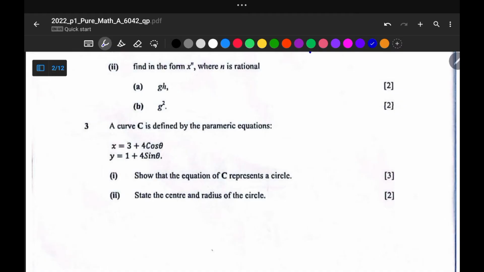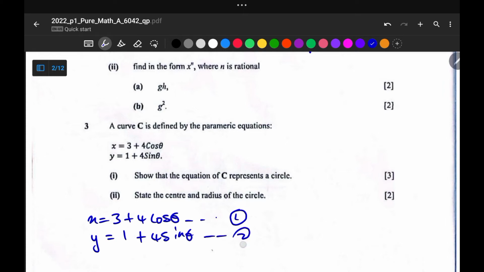So we are required to show that the equation of C represents the circle. If we are having these parametric equations, x is equal to 3 plus 4 cosine theta, I can label this equation number 1, and we are also having y is equal to 1 plus 4 sine theta. This one here is equation number 2. So we want to show that the equation of C represents the equation of a circle.